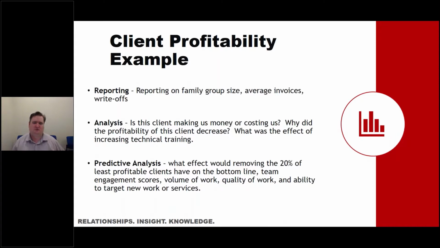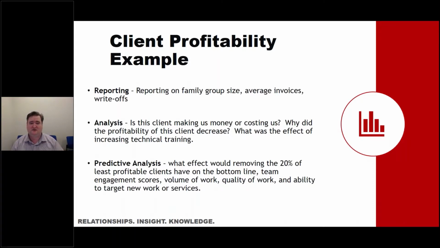When we go past that reporting stage, we start looking at analysis. And analysis is, is this client making us money or costing us money? Why did the profitability decrease? And going back to the why statement, profitability could be decreasing because of a number of factors. It might not be because of the client's work. It could be because there was training involved, there was extra resource, there was system downtime. So this helps us drill the report down to the analysis. What was the effect of increased technical training? We invest in our people. What's the ROI that we get out of it?